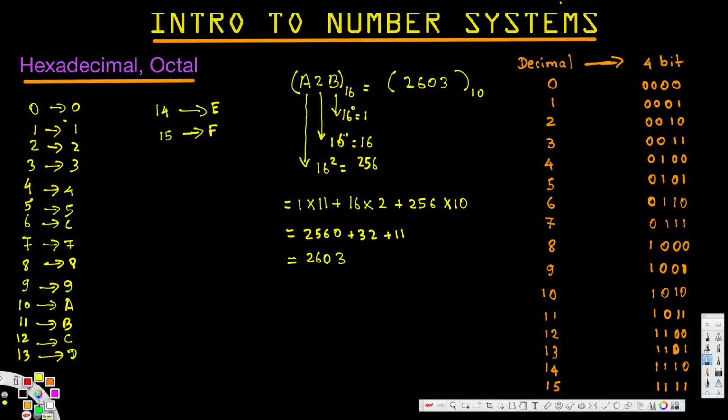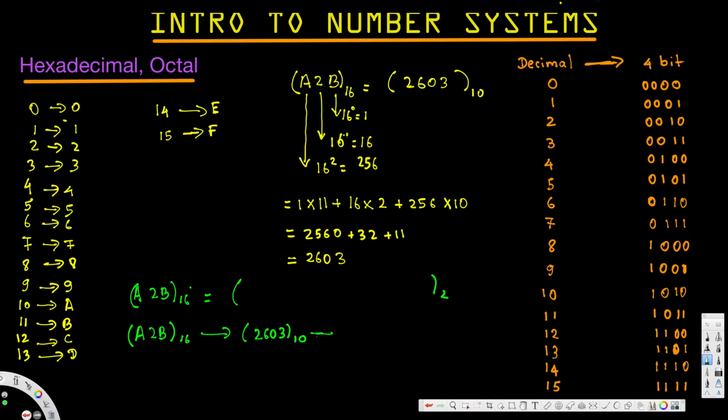Now let's see how we can convert a number from hexadecimal to binary. Let's say they are asking to convert the same hexadecimal number A2B into binary, base 2. In order to do this, the first thing is we convert it into base 10, which we have already seen how to do. That's 2603, base 10.